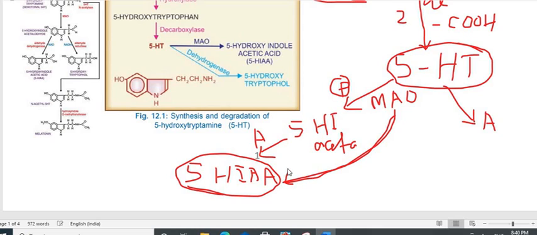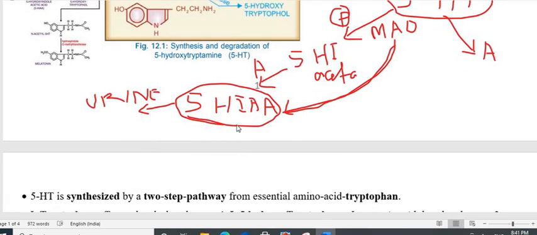This is formed through the enzyme monoamine oxidase by oxidative deamination, meaning removing the amine group, to form this 5-HIAA, and that is going to be excreted out through the urine. So this is the primary pathway of excretion of 5-HIAA. Very interesting is that this is also synthesized in the brain, and this is also going to be excreted out from the brain.